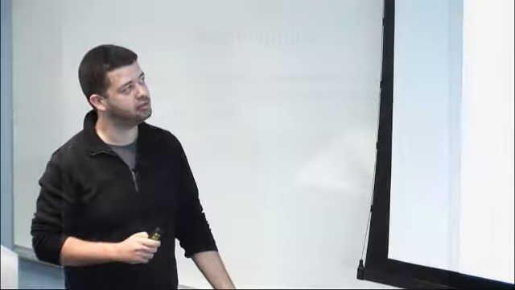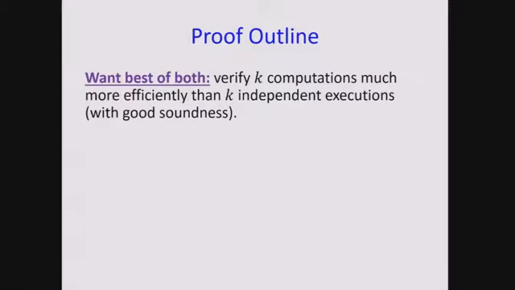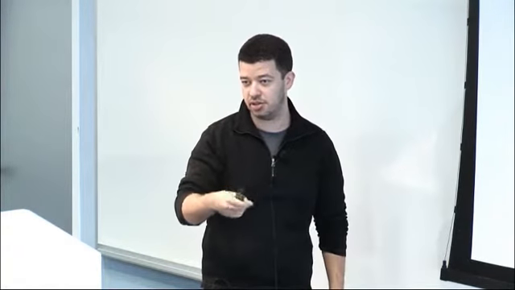Okay. So what would we want? We kind of want the best of both worlds. We want to verify that all k of these things are correct computations, but we don't want to pay. Right? So we don't want the k independent invocations of the interactive proofs.